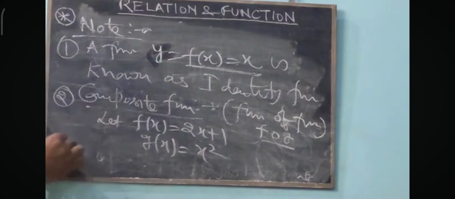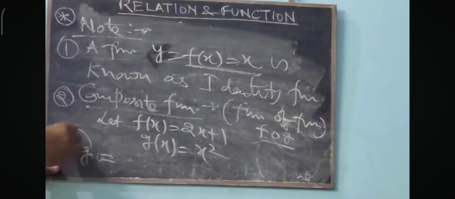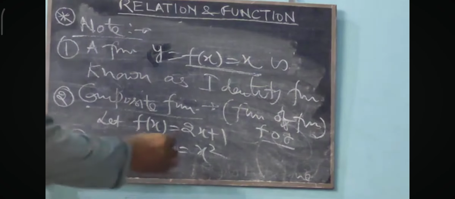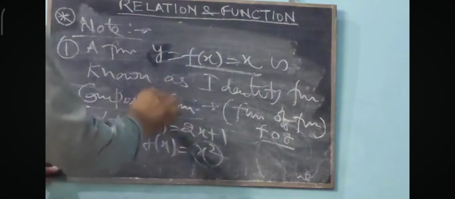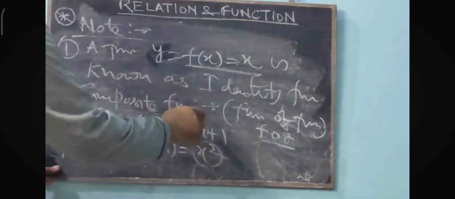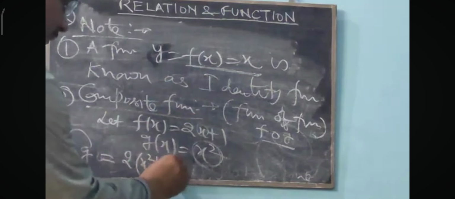and we have to find the value of fog. So the simplest way is put the value of g in f. Now you have to pick this, and now you have to put this in f. In f means in place of x only. So this you will pick, and you will put it in place of x. So it would be 2 times x square plus 1.